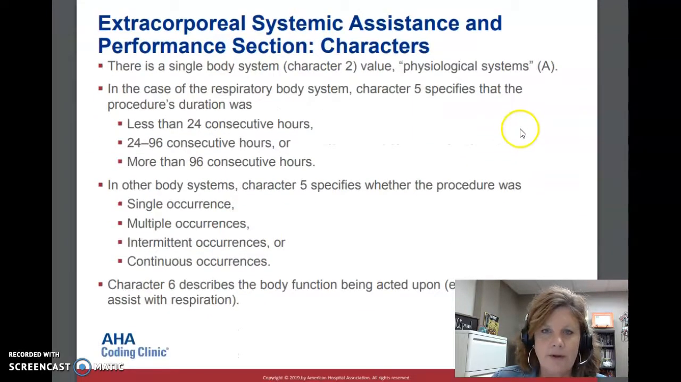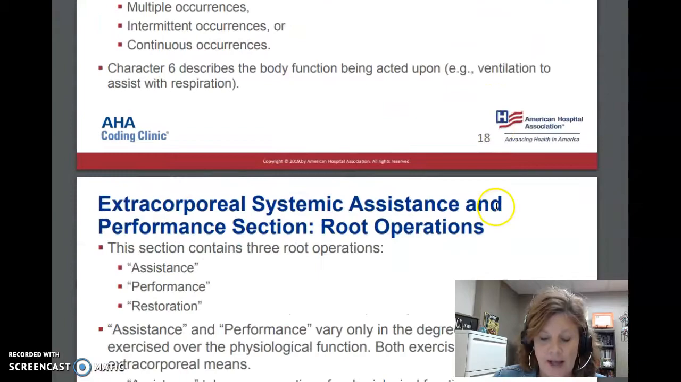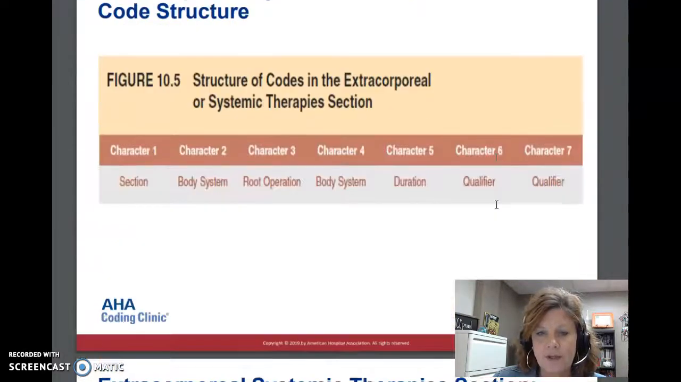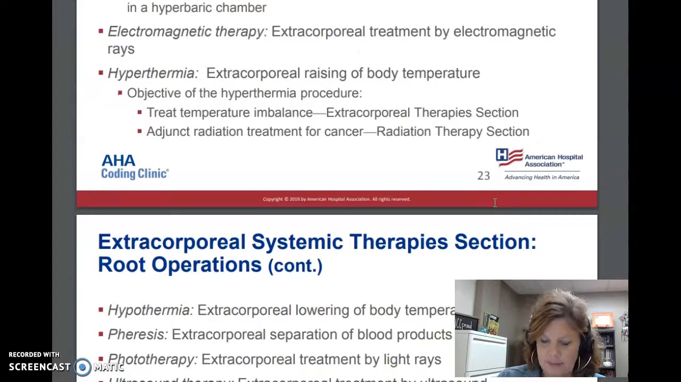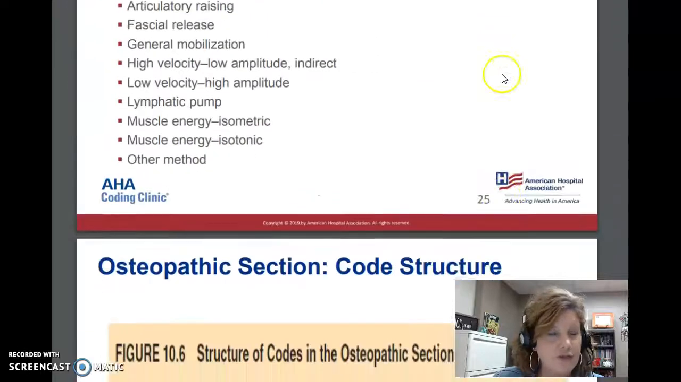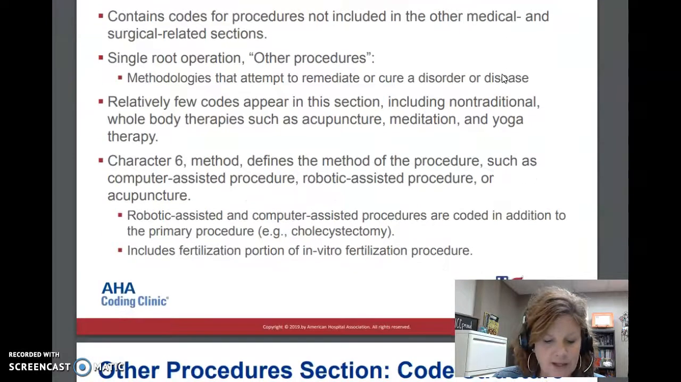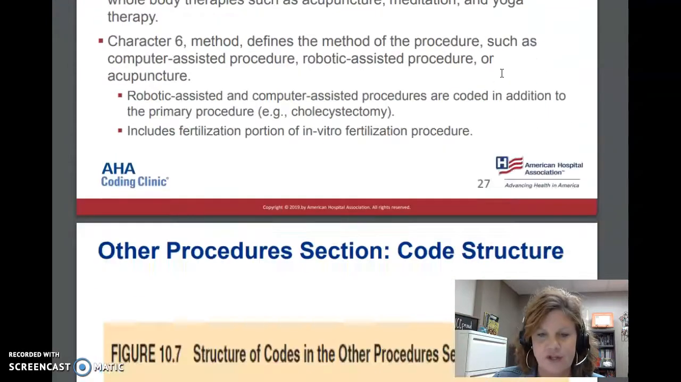The extracorporeal systemic assistance and performance section, here are the characters. I am going to have you read through the chapter. What I want to do right now is go through a few problems. So let's go to exercise 10.3, and we're going to do number 1. We're going to do the acupuncture to the back using anesthesia.